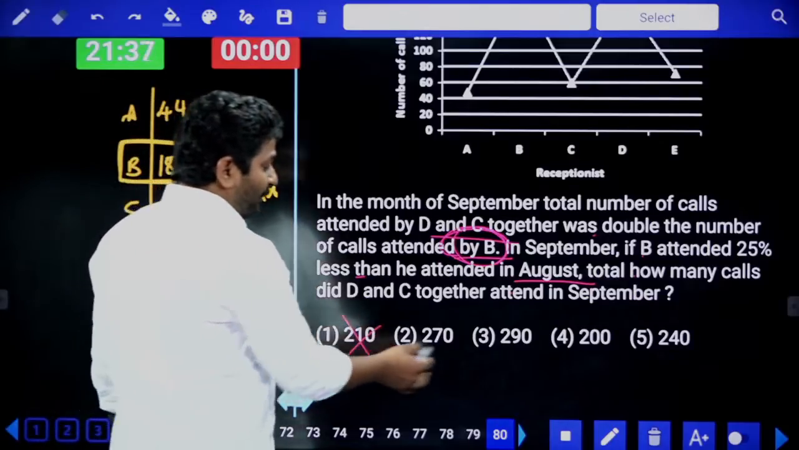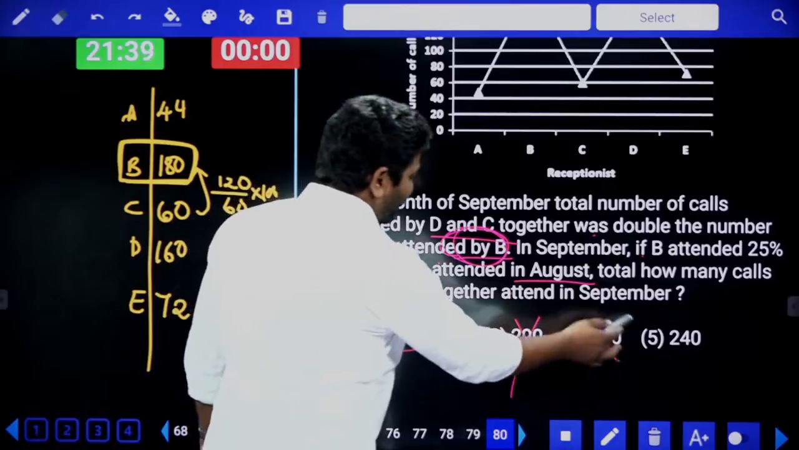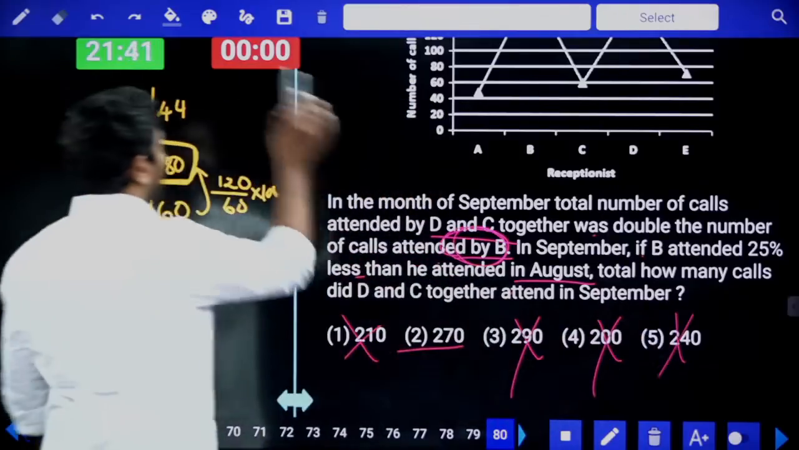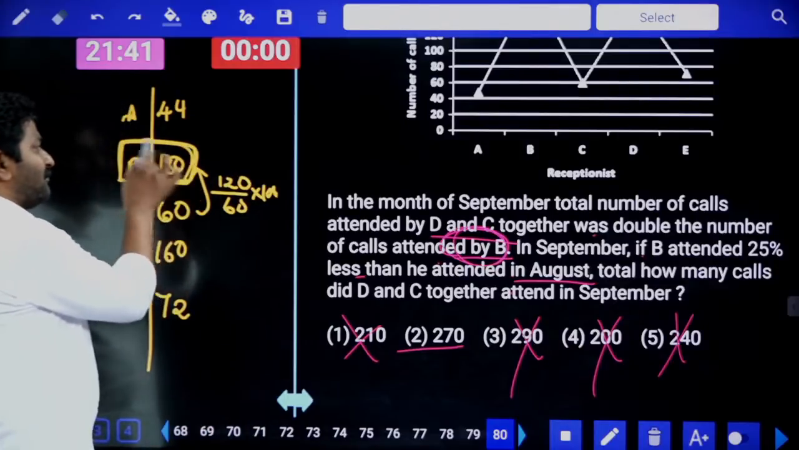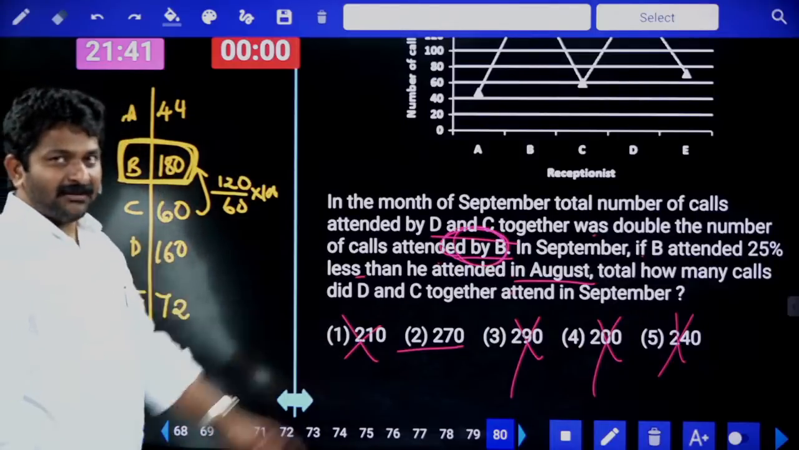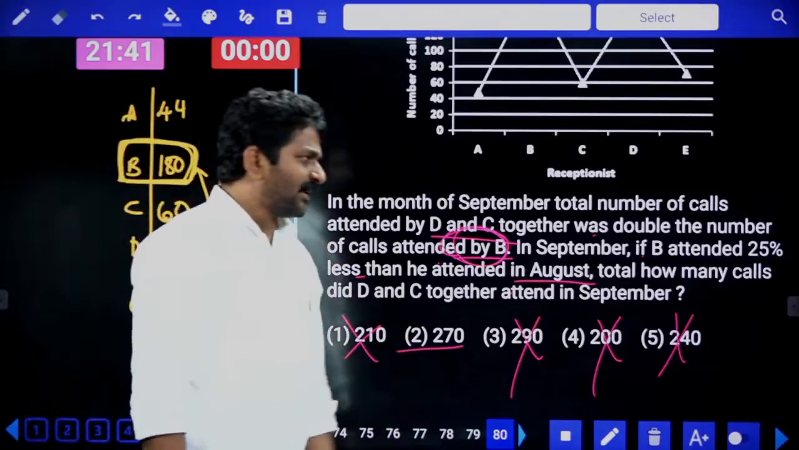This is not 9 multiple, this is 9 multiple, this is not 9 multiple, this is not 9 multiple, this is not 9 multiple. Answer must be 9 multiple because your original number is 9 multiple. There is only one option, second option, and that is our final answer.